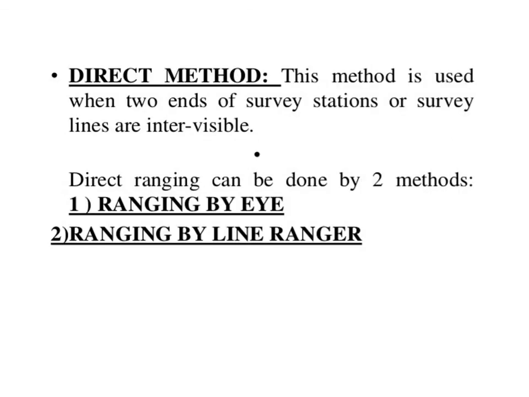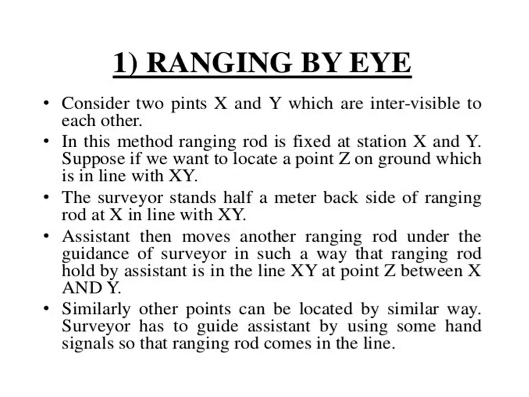This slide refers to different parts of the chain. The engineer's chain consists of 100 links and length of one link is 1 foot. So we'll see the procedure how the ranging by eye is done. Let us consider the 2 points x and y which are intervisible from each other. In this method, ranging rod is fixed at points x and y.